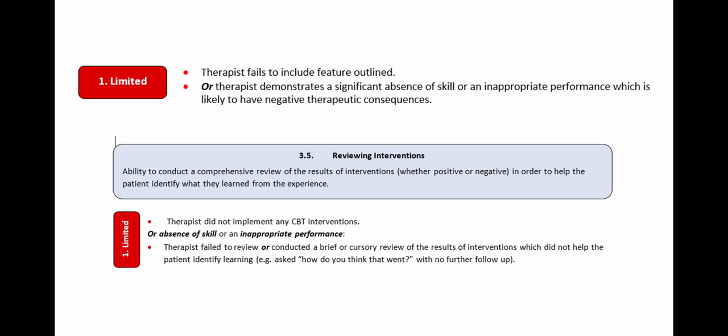So let's have a look at what this means within the context of the reviewing interventions item. We can see here that number 1, limited, includes the therapist not implementing any CBT interventions, so this is the omission of the feature outlined, or an absence of skill or inappropriate performance, which may be, for example, that the therapist failed to review or conducted a really brief or cursory review of the results of the interventions, and that review didn't really help them to identify any learning. So it might be something like they asked, "How do you think that went?" with no real further follow-up beyond that.